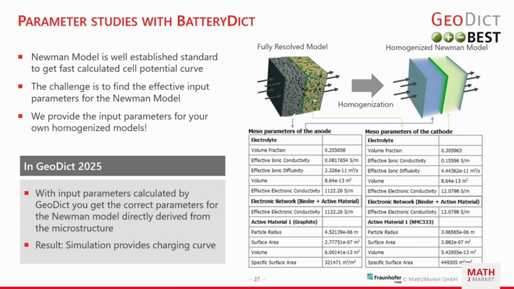Of course, you could also take the effective parameters that are calculated, and if you have your own in-house Newman model with some adjustments, then you can also use these parameters calculated from GeoDict. This is a good way if you want to test many different microstructures: you can do parameter studies and get the charging curves very fast. And if you have one microstructure that looks very interesting in the homogenized model and you want to know more about it, then you can do a fully resolved simulation on that microstructure.